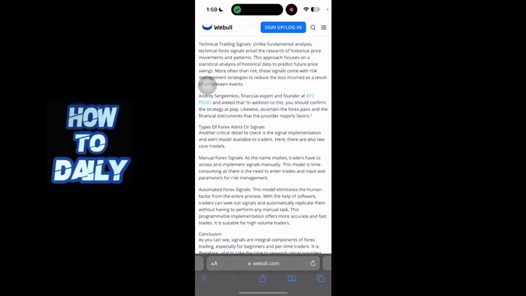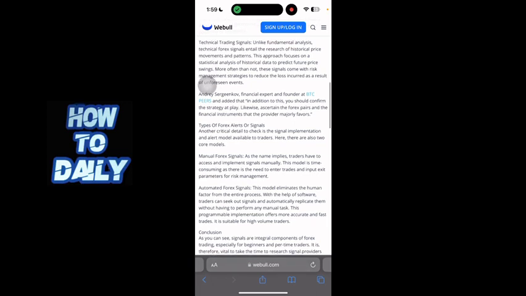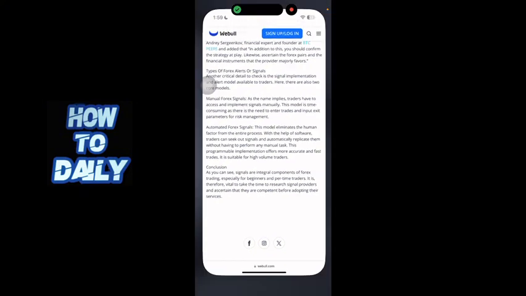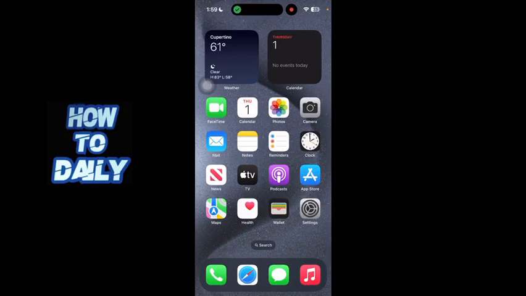Also keep in mind there's a difference between manual forex signals and automated forex signals. So yeah guys, there are pros and cons to both. So just read this article thoroughly and you should learn how to use buy and sell signals on Webull. So yeah guys, this is how you do it.